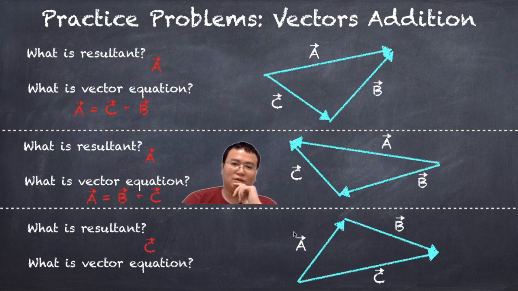The last one, the resultant is vector C because, according to the rule again, from the tail of the first vector, which is the tail of vector A, to the head of the last vector, which is vector B, that is the resultant, which is vector C. And the equation is vector C is equal to vector A plus vector B.